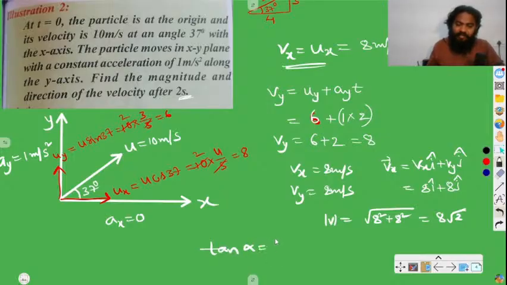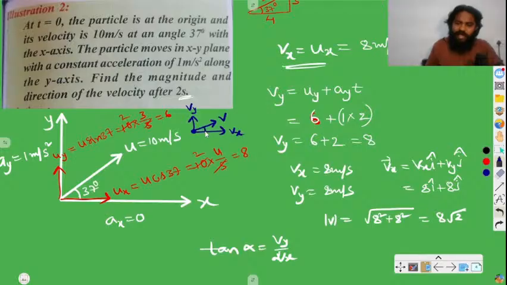Now they'll ask you the direction, then you take tan alpha. Tan alpha is equal to Vy by Vx. For example, imagine after 2 seconds the particle will be somewhere here, right? Here the velocity magnitude is 8 root 2, somewhere in this direction. This is the final velocity after 2 seconds. This velocity with the horizontal, this is Vx, and this is Vy. They both are 8 only. This is also 8, this is also 8.